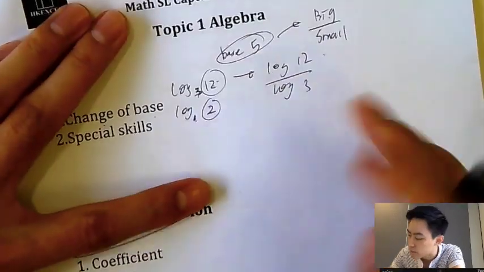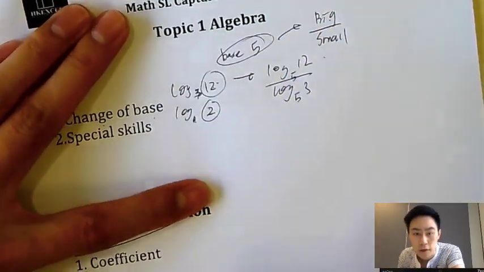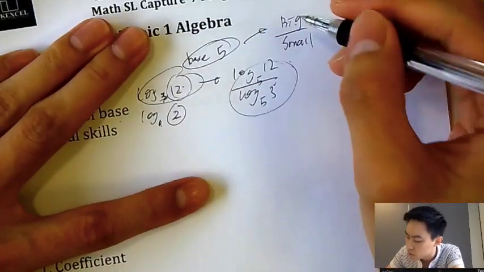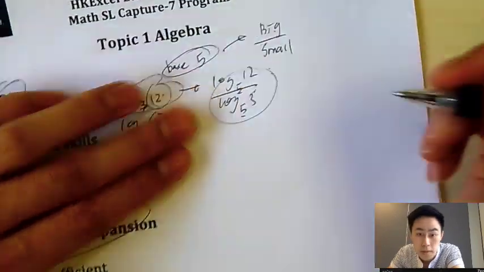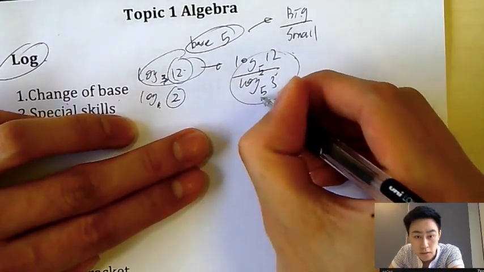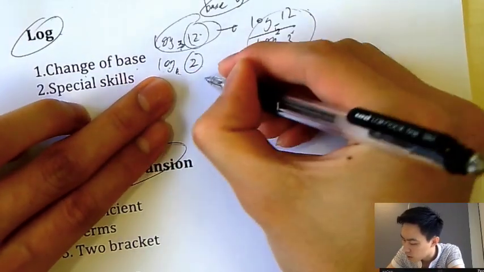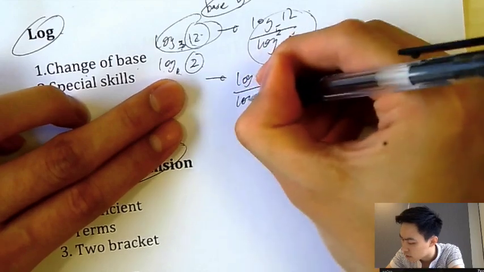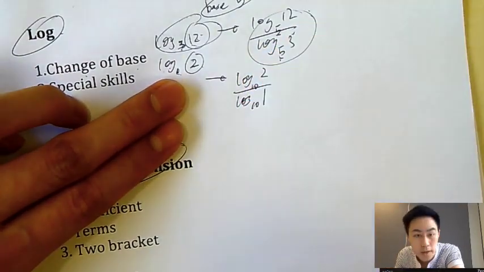And then you can assign any base. So this is 5, this is 5, right? This is how you change the base, and these 2 values are the same. But one thing you need to know is that the base here must be the same. You cannot assign this one to be 5 and this one to be 6. So let's say for log base 1, 2, if you want to change the base to 10, then it will be log big over small, and you just change the base to 10.